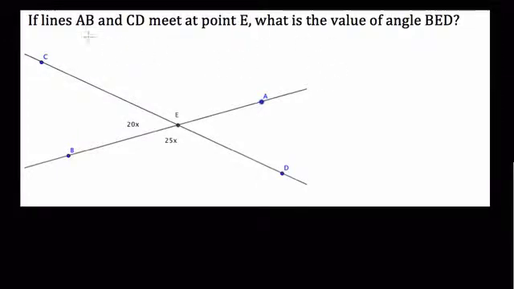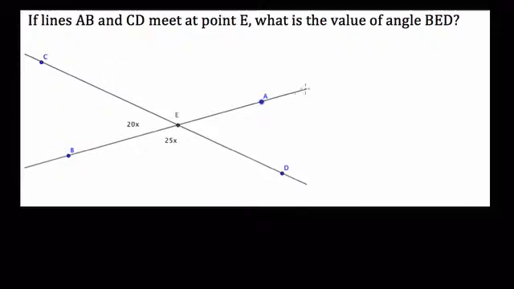Okay, so they tell us here that lines AB and CD meet at point E. They want to know what is the value of angle BED. So let's just identify these lines and go over some of the structure and language they're going to use with these kind of models. So lines AB and CD.